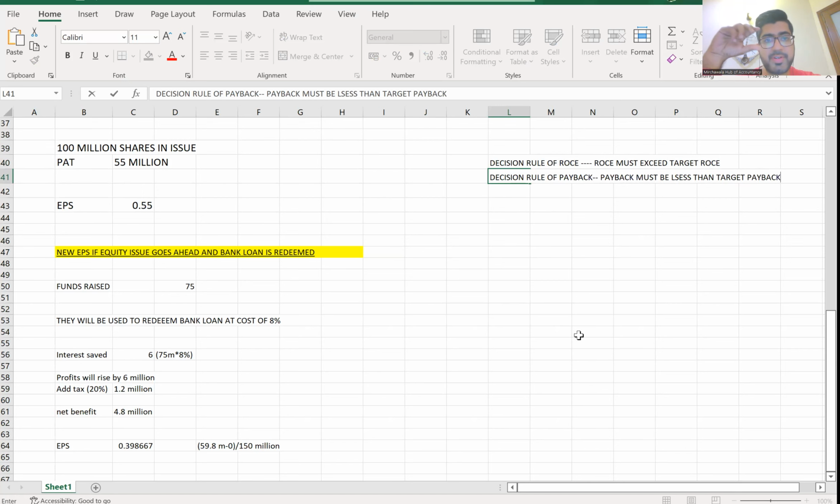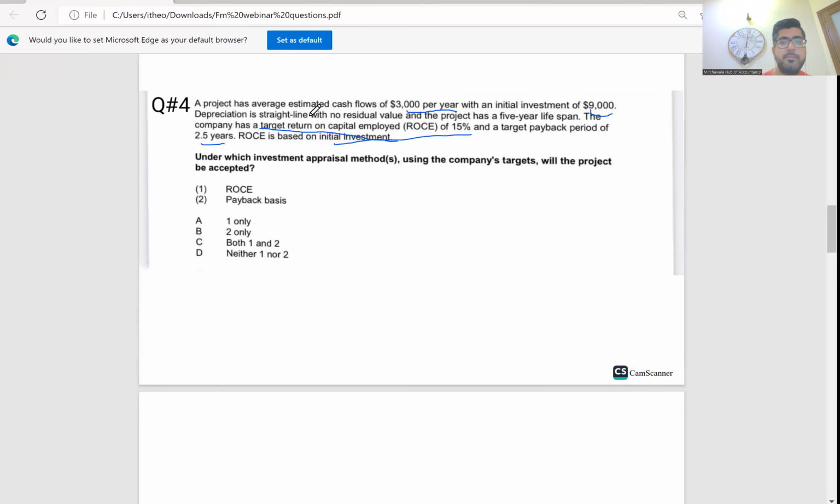When I teach you the appraisal techniques, I tell you that the rule of NPV is positive accept, negative reject. The rule of IRR is that it must exceed cost of capital. The rule of ROCE is that it must exceed target ROCE. And the rule of payback is that payback must be less than target payback. Cash flows are 3,000, initial investment 9,000, depreciation straight line with no residual value, 5-year lifespan. Target ROCE 15% and target payback 2.5 years, with ROCE based on initial investment.